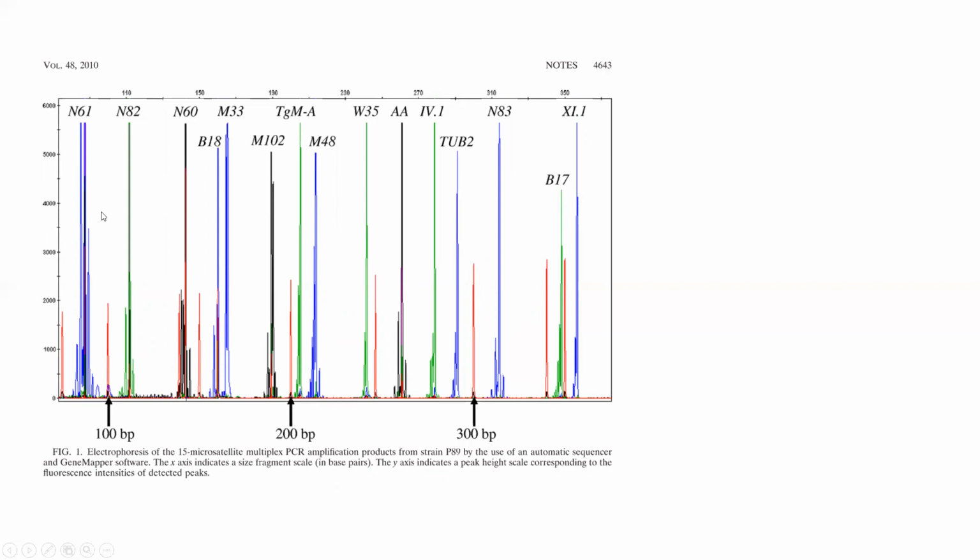Then those peaks will be called to determine their size. Remember, microsatellite typing is based on the size difference of the product. So how do you call those differences? You add an internal standard there. The red peaks here are the internal standard: 1, 2, maybe 3, 4, 5, 6, 7, 8, 9, 10.